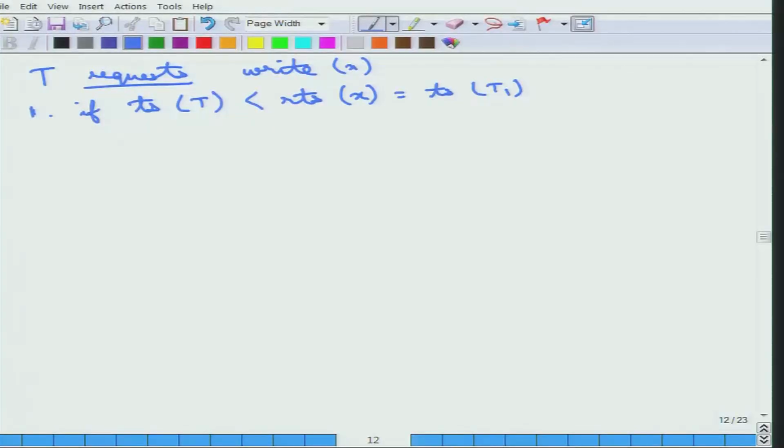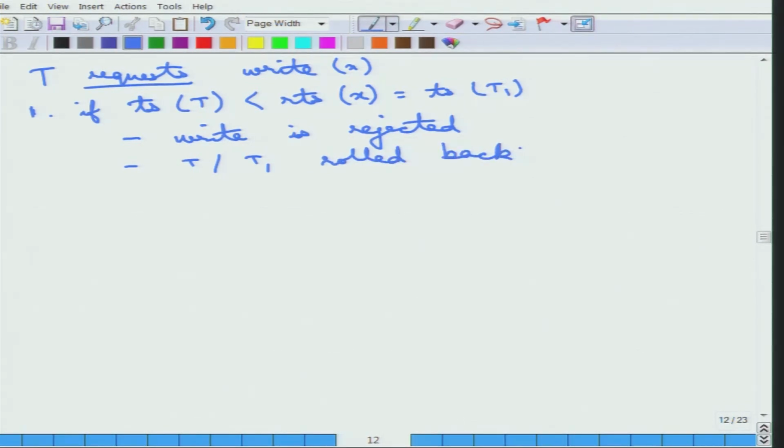So again, this is wrong. This should not be allowed. So this write request is rejected, and the same thing applies: T or T1, one of them is rolled back. That is the same idea, because there is a read-write conflict and it has not progressed in the correct order. So this is rejected. This does not go through.